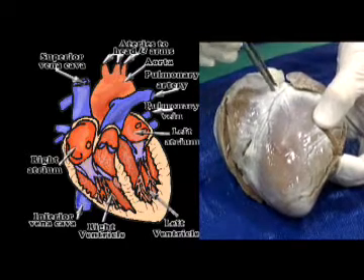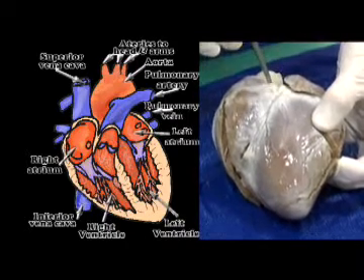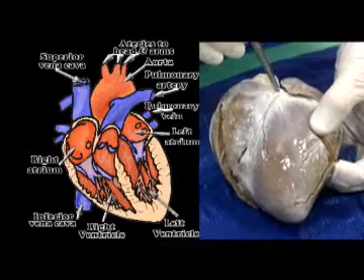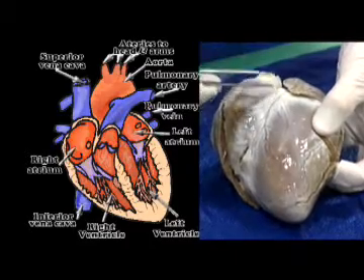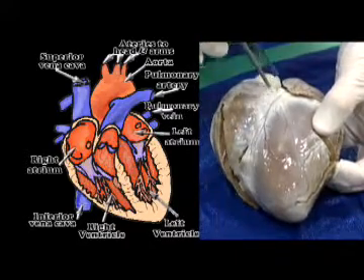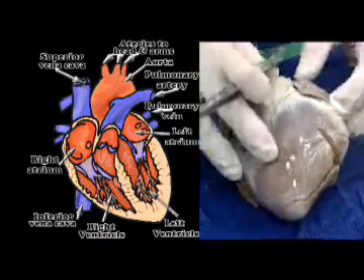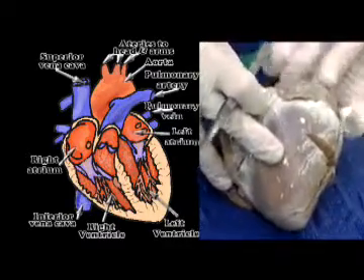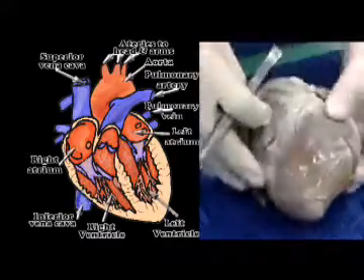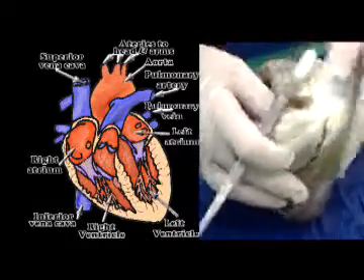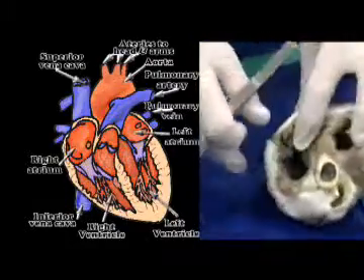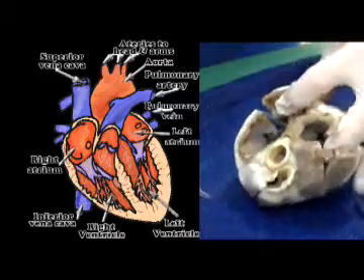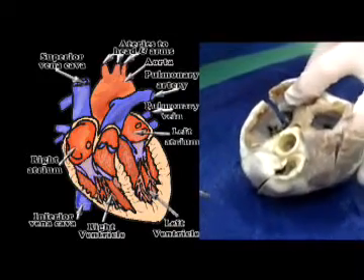This white substance is fat, and we know that in patients who have metabolic syndrome or excessive amounts of body fat, there tends to be excessive amount of fat on the heart itself. This is the atrial appendage right here. And these are the great vessels that leave the heart, the aorta and the pulmonary artery.